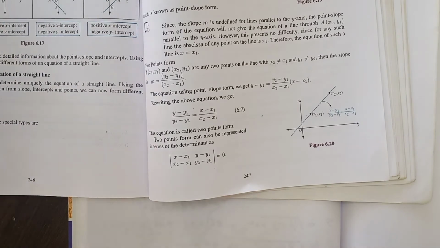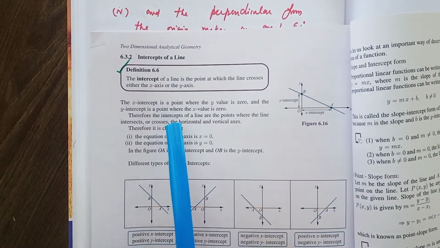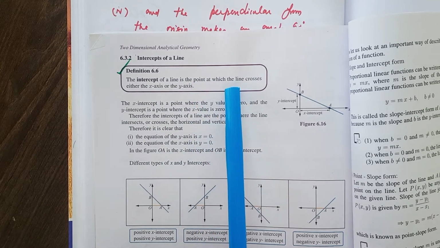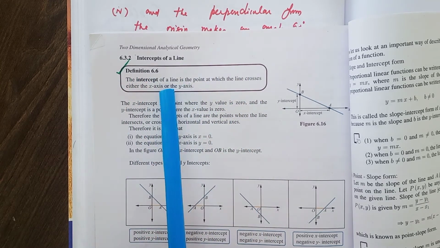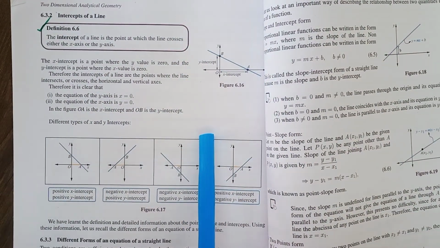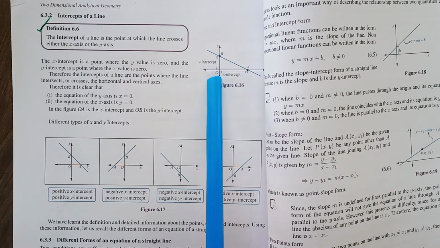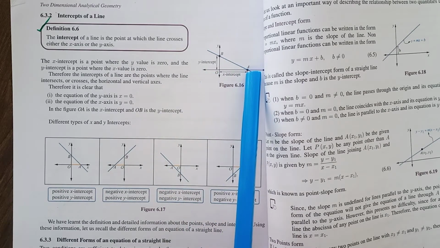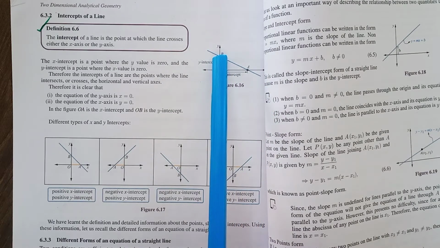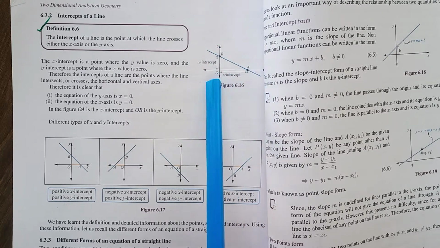Next definition is intercept. The intercept of a line is the point at which the line crosses either the x-axis or the y-axis. Look at the diagram. The straight line crosses both the x-axis and the y-axis. From the origin to that point A, that is called the x-intercept. The line crosses the y-axis at B. So, O to B, origin to the point B, this distance is called the y-intercept. x-intercept and y-intercept.